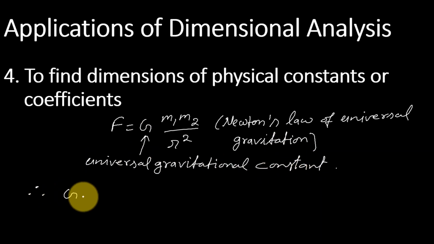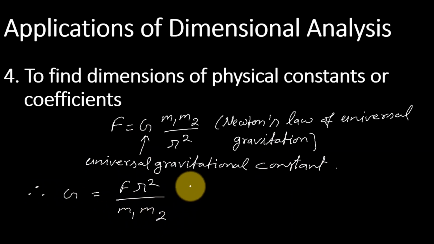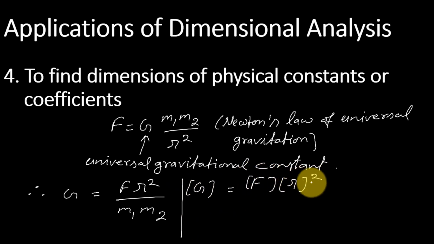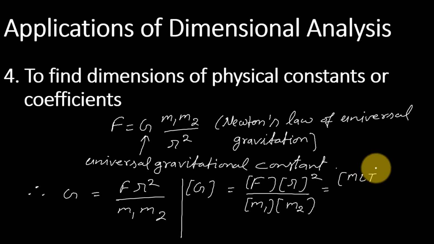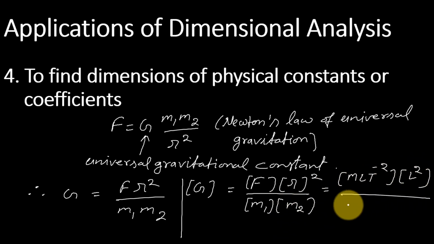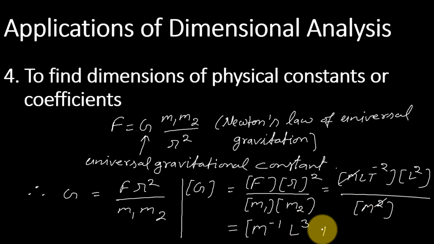From this expression we can write G is equal to F into r square upon m1 into m2. Therefore, the dimensional formula of G is equal to the dimensional formula of F into the dimensional formula of r square upon the dimensional formula of m1 into the dimensional formula of m2. As the dimensional formula of F is M L T^-2 and the dimensional formula of r is L, therefore M L T^-2 into L square upon M square. It will be equal to M^-1 L^3 T^-2.